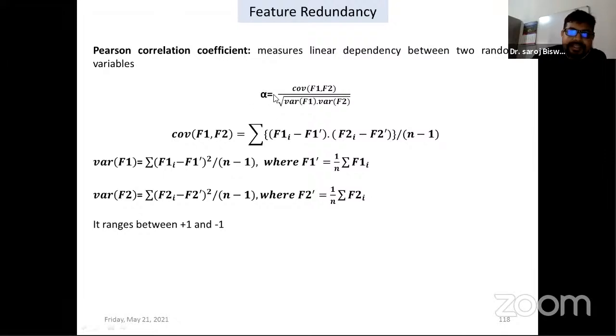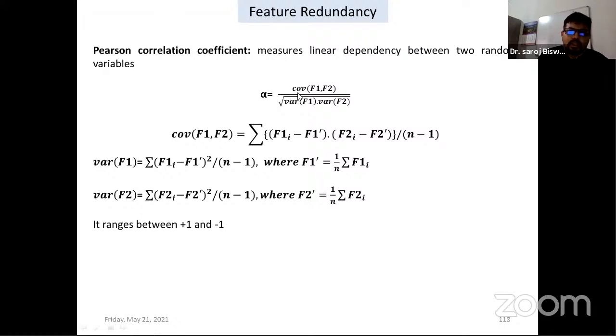This alpha is nothing but the covariance between f1 and f2, because here the objective is to find the similarity between them. If they are very much similar, then we can say they are redundant, right? So our objective is to find the similarity, and that similarity is calculated here using the Pearson correlation coefficient. So that is alpha here.